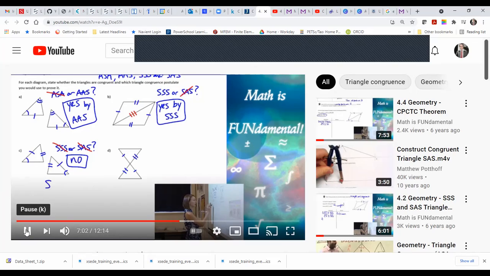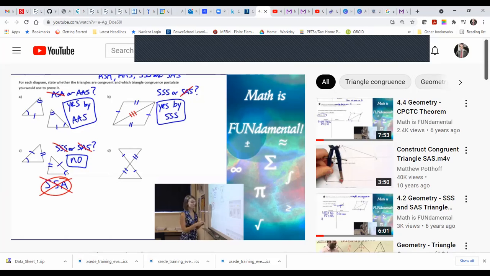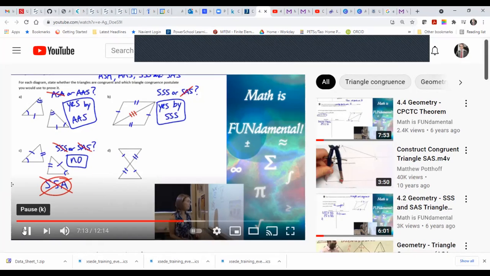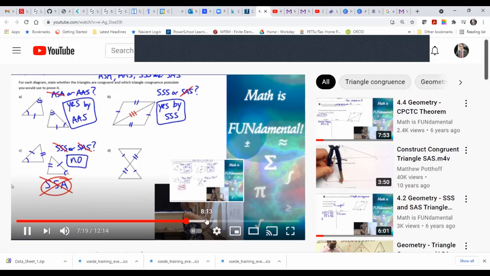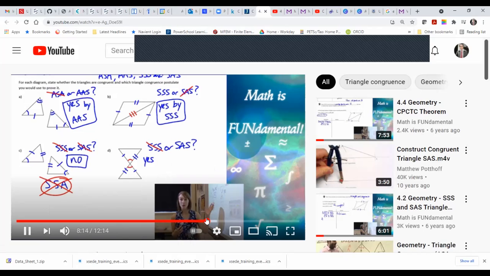In the triangle, we would have a side, and then an angle, and that doesn't work in geometry. In math, this is not enough to show that two triangles are congruent, so we can't use it. All right, and then for example D, our last one, we have two sets of sides given to us already.